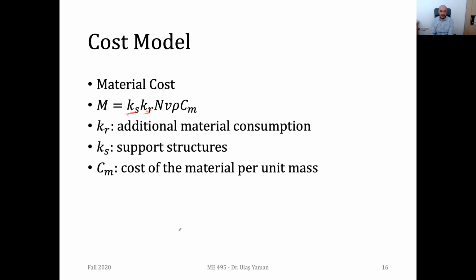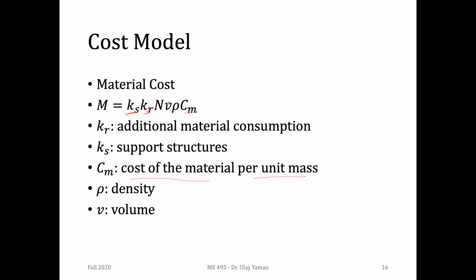And we have the basic thing here, cost of the material per unit mass. This is CM, and that's why we need to multiply with mass. So we obtain the mass by the density and the volume of this material.